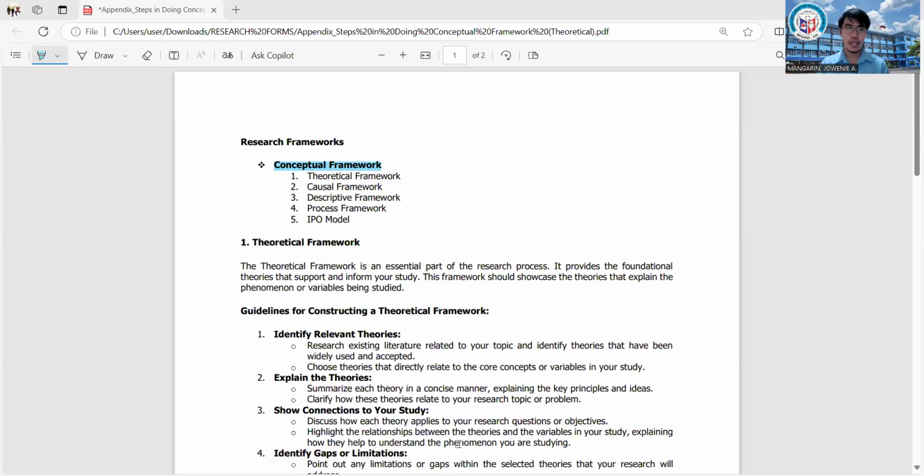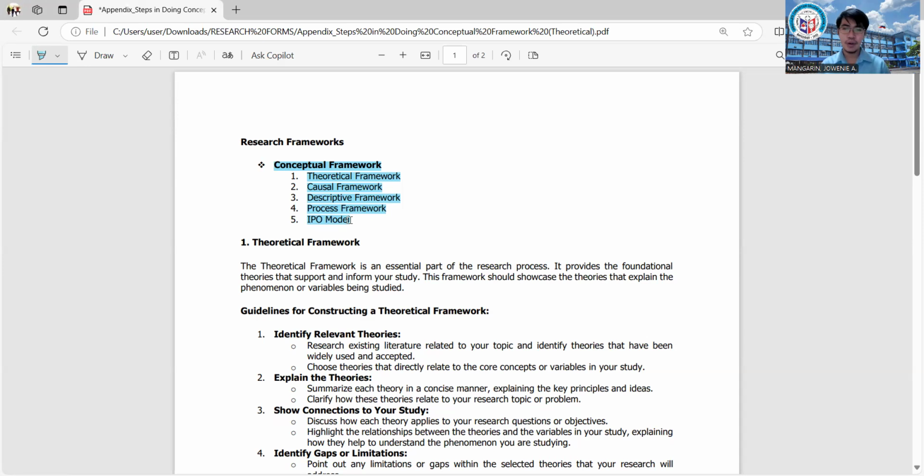Technically, my dear students, when we talk about research framework, marami tayong pwedeng pamilian or marami tayong pwedeng gamitin. We have number one, yung tinatawag natin na theoretical framework. We also have the causal framework, descriptive framework, the process framework, and the IPO model. Aside from these five framework na nakalagay sa ating screen, meron pa tayong ibang types of framework na pwedeng i-adapt sa research paper natin depending na lamang on our purpose.